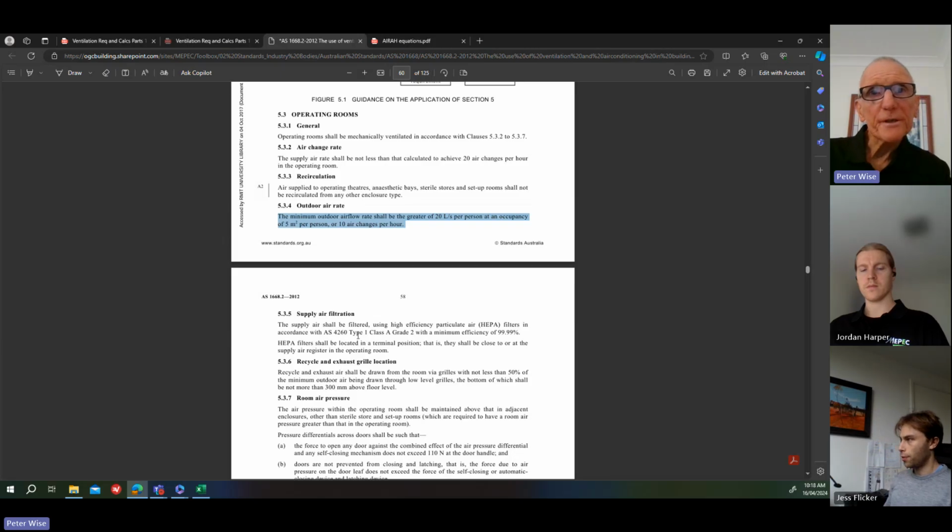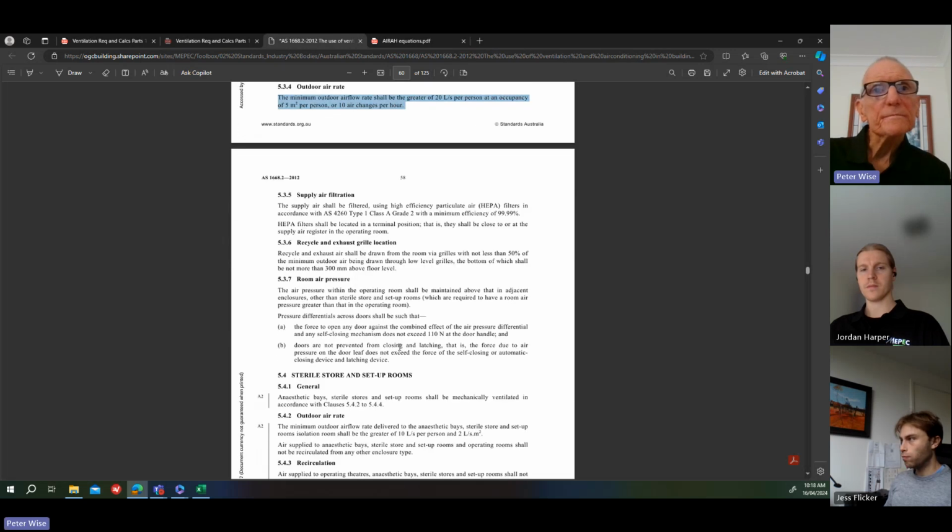The supply air filtration, that's pretty standard. You have to use HEPA filters. Operating theatres are a special case, and look, if you do hospitals, you'll be doing operating theatres, and they're very highly regulated, and you need to make sure that you're looking at the right information.